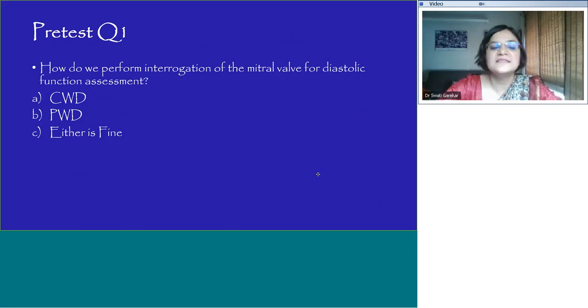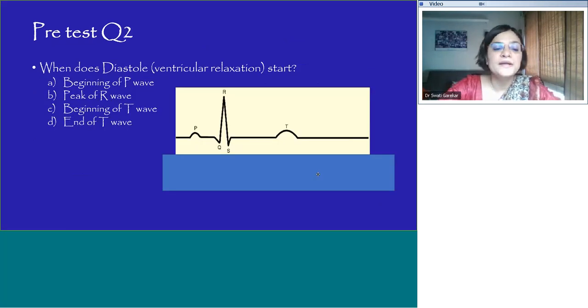This is easy, isn't it? So somebody says PWD, and that's perfectly right. Next, when does diastole, that's ventricular relaxation, start? You have the ECG tracing given over here. When does diastole start? Does it begin at the beginning of the P wave, at the peak of the R wave, at the beginning of the T wave, or the end of the T wave?